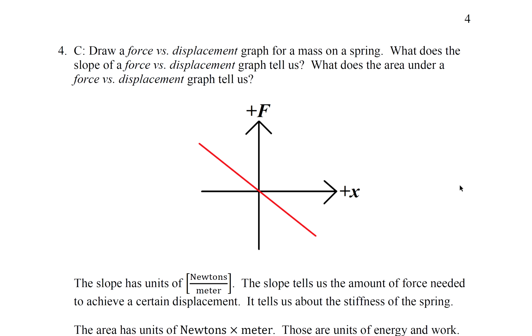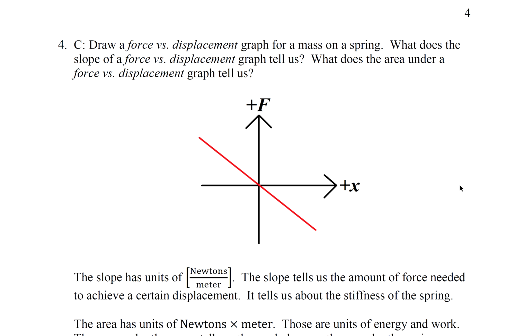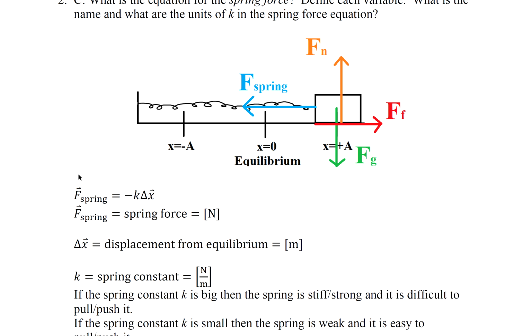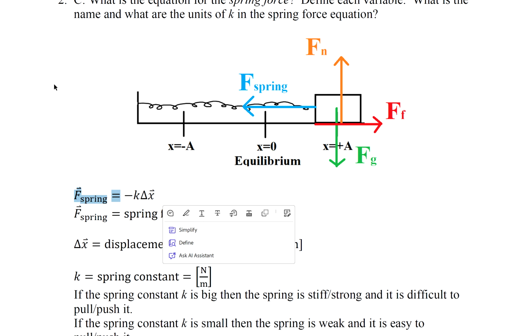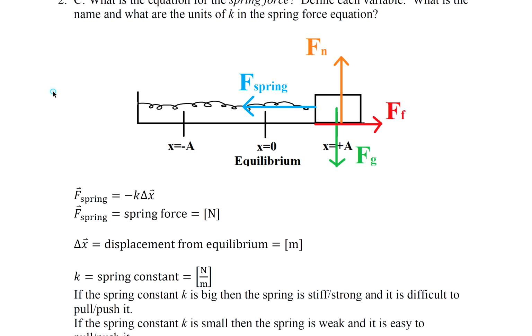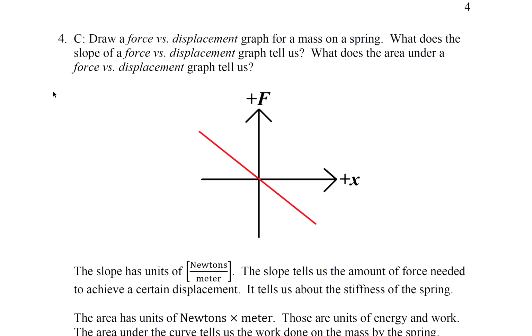Question 4. Draw a force versus displacement graph for a mass on a spring. What does the slope of a force versus displacement graph tell us? What does the area under a force versus displacement graph tell us? Where did I get this graph from? I got it from this equation, F equals minus k delta x. So if we're going to graph F equals minus k delta x, it's going to look something like this.